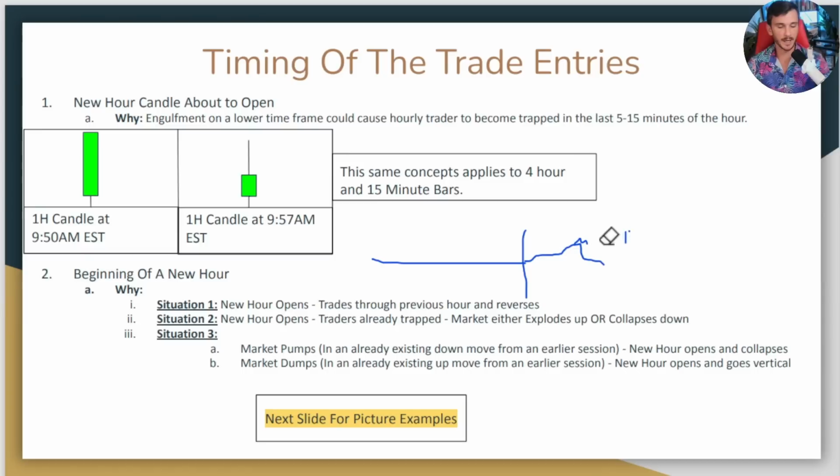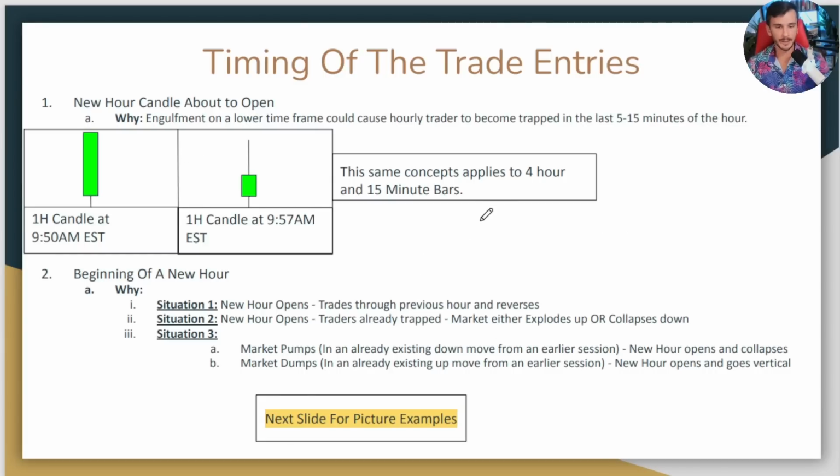Now, there are also different ways that you can get in, of course. So I have the different situations labeled down here. New hour opens, trader's already trapped, market either explodes up or collapses down. Situation 1 was new hour opens, trades through a previous hour and reverses. Situation 1 and 2 kind of go hand in hand. But situation 3: market pumps in an already existing down move from an earlier session, and the new hour opens and collapses, or the equity market opens at 9:30 and collapses. Situation 4: market dumps in an already existing up move from an earlier session, and the new hour opens and goes vertical.